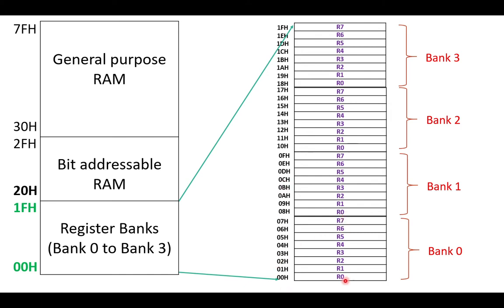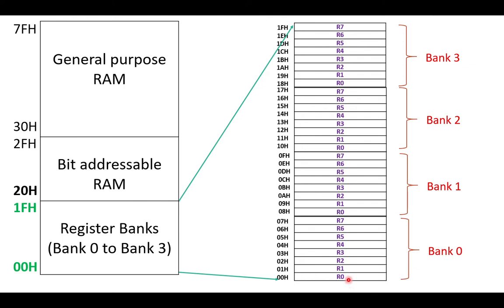Now remember that R0 in bank 0 is the same name as R0 in bank 1 also. But the address of R0 in bank 0 is 00H and the address of the R0 register in bank 1 is 08H. So in total you have 00H to 1FH, that is 32 different locations for 32 different registers.